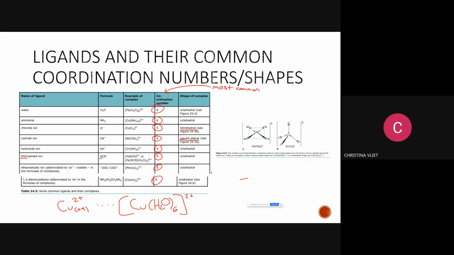So most are 6, notice. Lots of 6s and 2 4s. The 4s are the chlorine and the cyanide. And then I wanted to show you this because I was trying to figure out how deep they want you to go. Because in order to understand if something's going to go tetrahedral or square planar or octahedral, you actually need to have an understanding of orbital splitting and crystal field theory, which is very advanced chemistry. So you do not need to know that, but if you want some fun winter reading, go look over crystal field theory.